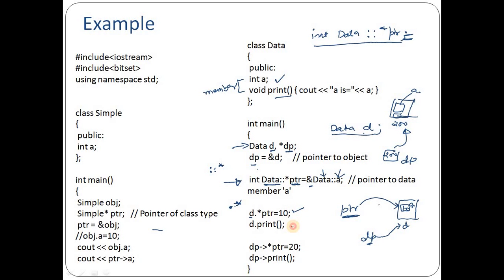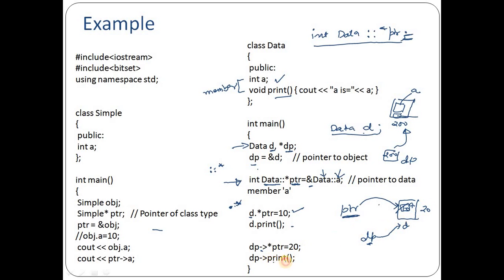and d dot print will print the value of a, because inside print we have only shown the value of a. Similarly, if I want to access the same variable through a pointer variable, here I have only accessed it through the object variable. If you want to access the same member through a pointer variable, you will use the arrow operator, arrow star. So dp arrow star ptr means this pointer variable is going to assign value 20 into the variable pointed to by ptr, and ptr is pointing to a, so that's why 20 is assigned at this location.